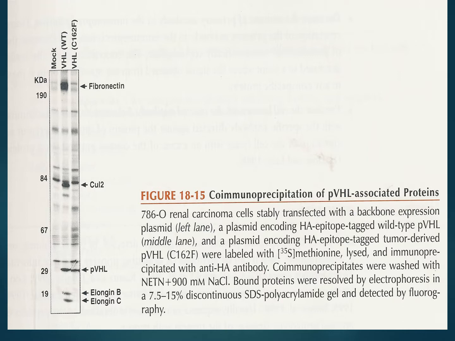So when we do wild type, we find this protein normally binds this protein here, and that's been identified by mass spec fingerprinting, or Edman, as fibronectin. This protein binds another protein called QUL2 normally.